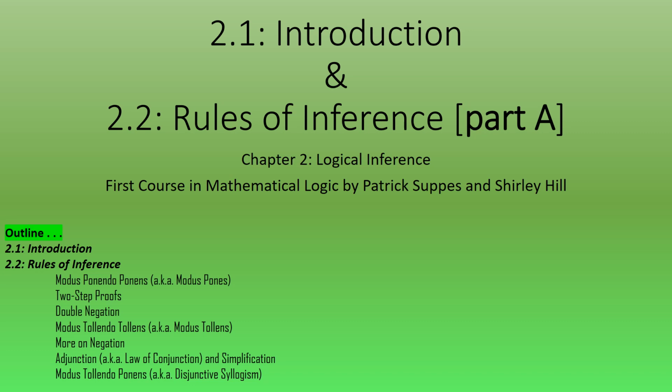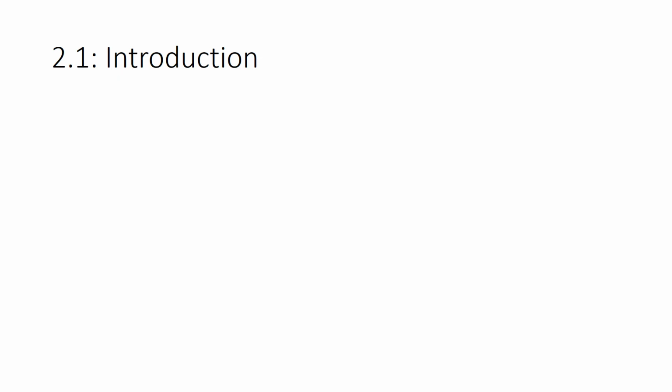This video we're going to be starting Chapter 2 as we work our way through the textbook First Course in Mathematical Logic. This video covers Section 2.1, Introduction, and part of Section 2.2, Rules of Inference. This is on propositional logic, and in this video we will be covering modus ponens, two-step proofs, double negation, and modus tollens. The next video will be dealing with things like the law of conjunction, simplification, the disjunctive syllogism. Let's get started. Let's take a look at the introduction.